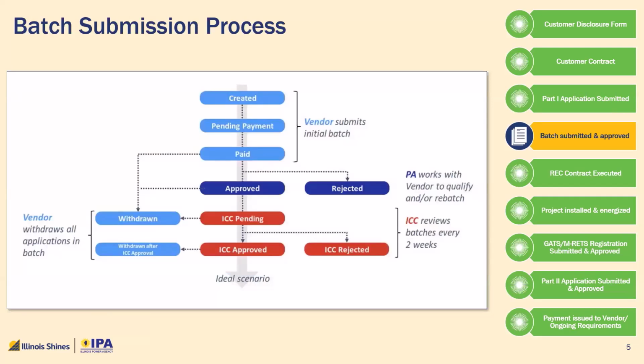The batch submission process is highlighted here. Within the portal, you'll be able to select from a list of completed project applications to create and then submit the batch. For approved vendors submitting for the first time, the batch must be at least 100 kilowatts. During batching, a non-refundable application fee will be paid to the program administrator. The application fee is $20 per kilowatt, not to exceed $15,000 per project. You can make payment for the application fee via credit card, wire transfer, or check. Once your batch has been paid and verified, it will be submitted to the ICC for review.